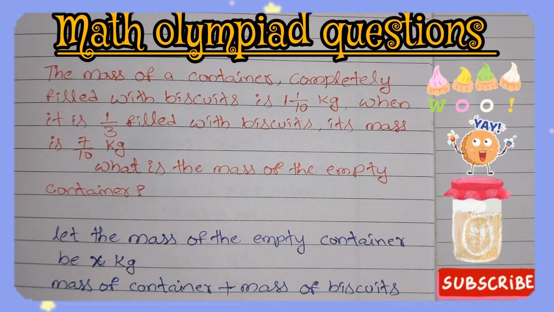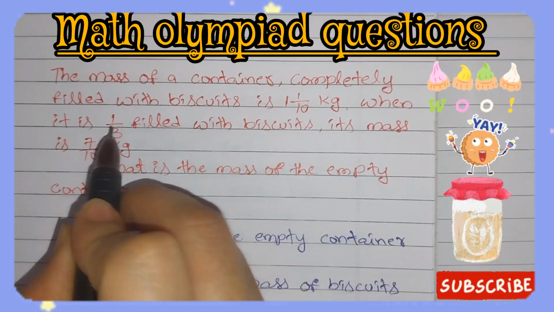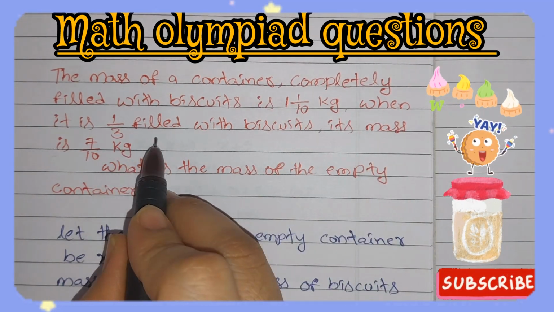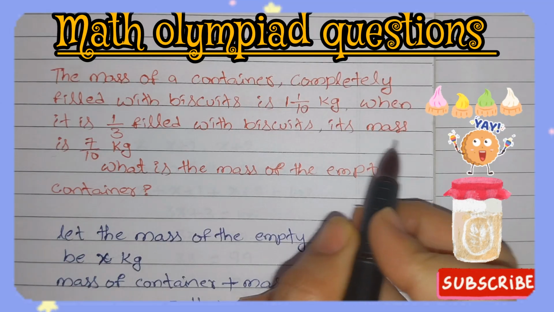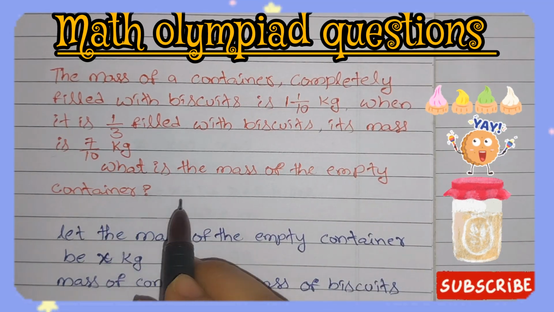Let's start. The first question is: the mass of a container completely filled with biscuits is 11/10 kg. When it is 1/3 filled with biscuits, its mass is 7/10 kg. What is the mass of the empty container?